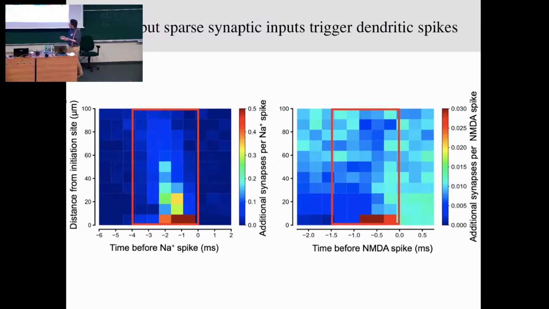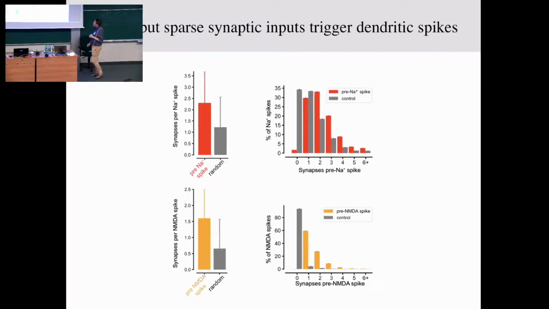So now knowing that these are the relevant synapses, we have defined this red window. And we are now going to count how many extra synapses are in those red windows before a sodium spike or an NMDA spike. And so that's the result. So the colored bars show you it's about 2.3 synapses per sodium spike and about 1.6 per NMDA spike. And that's compared to what would happen in a random time window, so the same red rectangles, but at random times, not linked to a sodium or an NMDA spike. And you can see it's about, I would say, roughly 1 extra synapse that makes the difference.